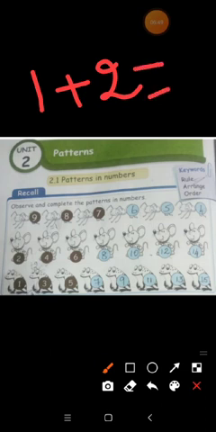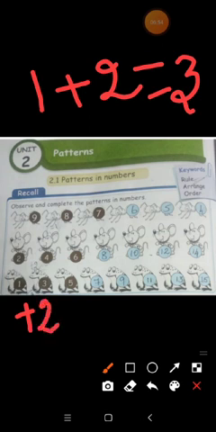So here we have to definitely add 2 with 1, then only we get the number 3. So here the rule is plus 2. 1 plus 2 is 3. So next, 2 plus 3 is 5.